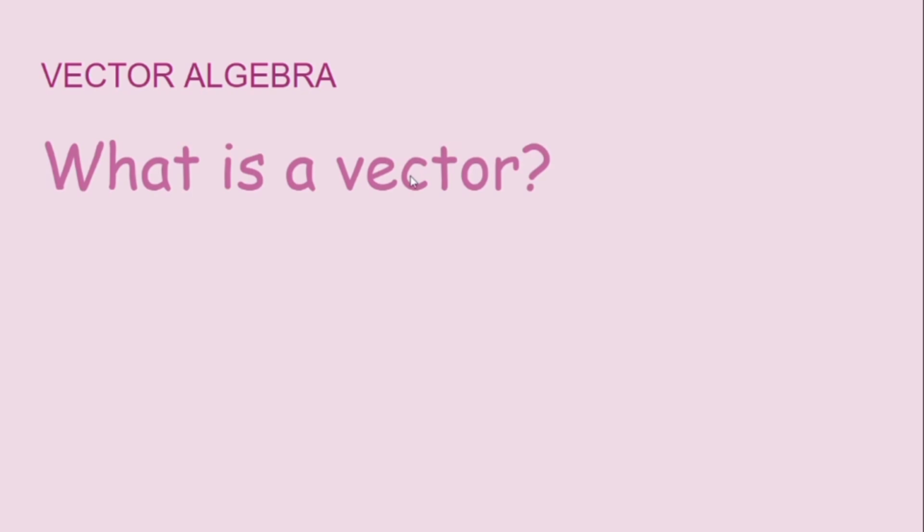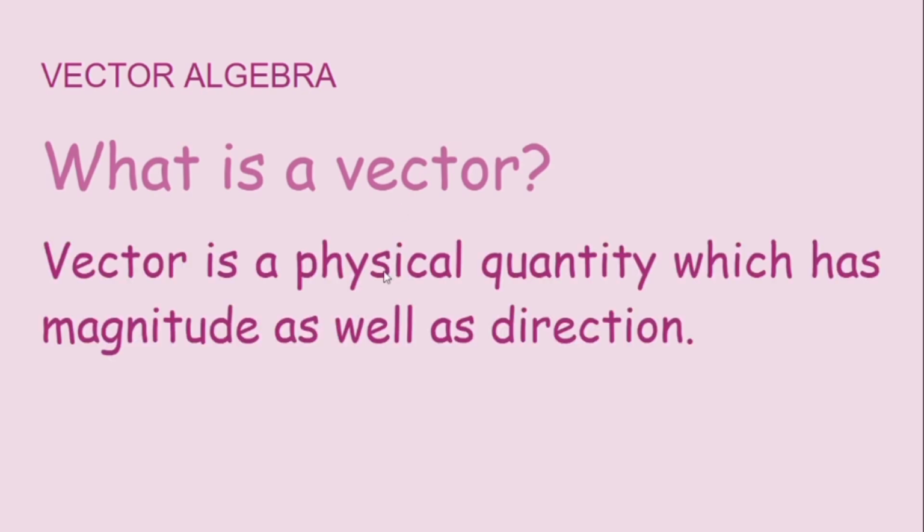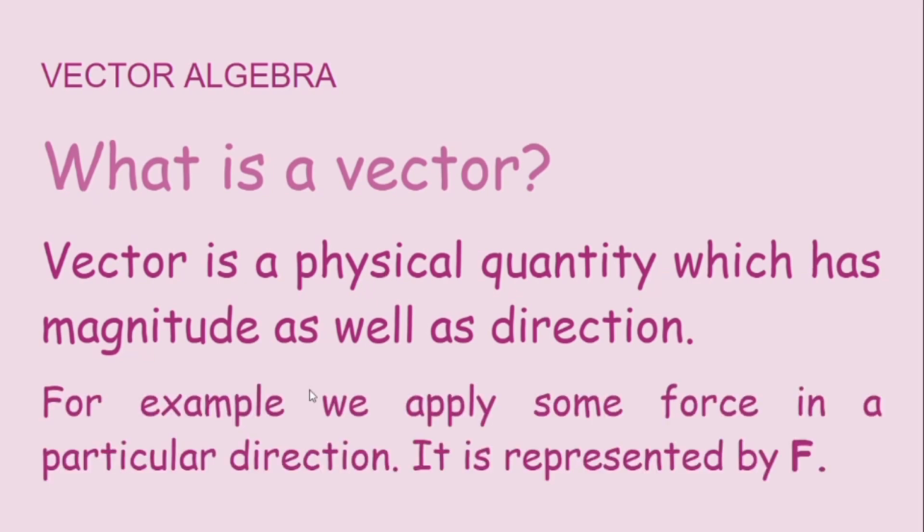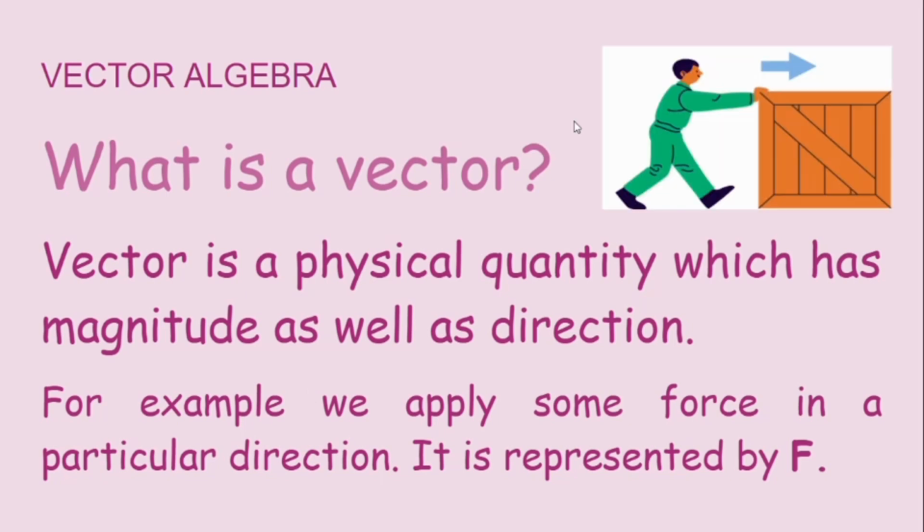To start with the topic vector algebra, we will first recall what a vector is. A vector is a physical quantity that has magnitude and also some direction. For example, we have a force that we apply in a particular direction on an object and the object is displaced from one point to another at some distance or displacement. It is represented by bold F or an arrow on F or a bar on F. Any vector can be represented in this way.